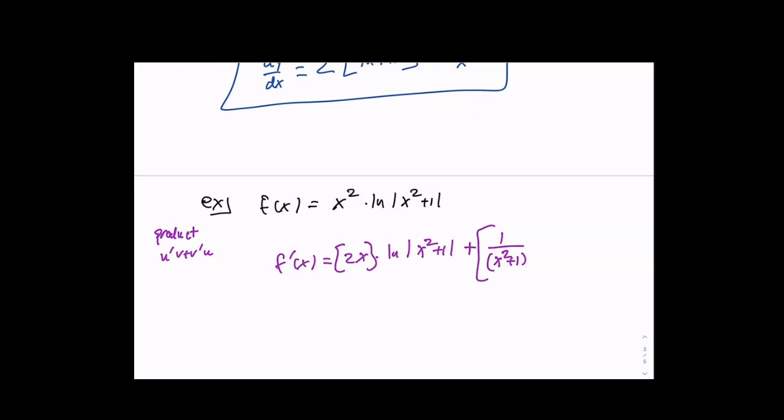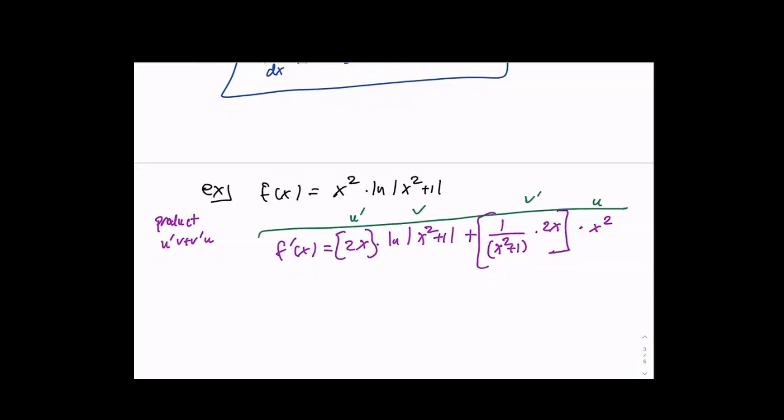Okay. What's next? And then times the x squared? Not times x squared. Times... Oh, I forgot to do the inside. Would it be 2x? And then all that times the x squared. Yes. So remember, this is my u prime, that's my v, this is my v prime, and that's my u. And that is the answer.